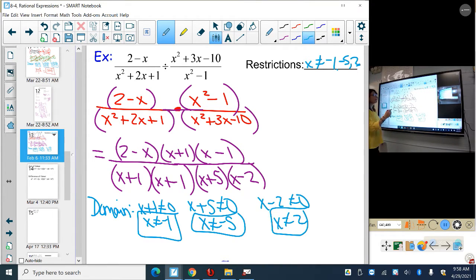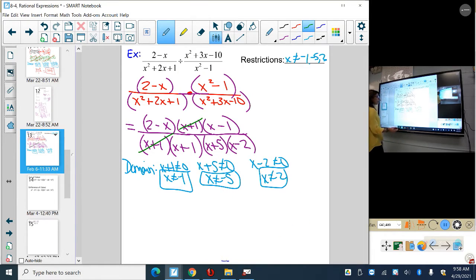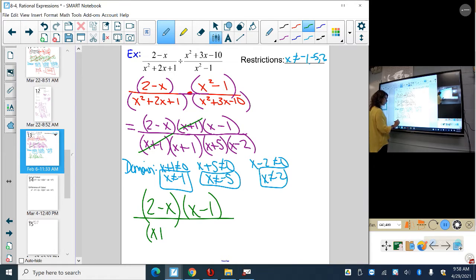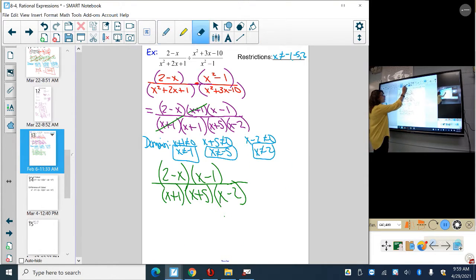Now, we are going to go from left to right and start canceling things out. Do I have a 2 minus x anywhere? I do not. Do I have an x plus 1? I do. Do I have an x minus 1? I do not. So what I have going on up here is going to be 2 minus x times x minus 1 all over x plus 1 times x plus 5 all over x minus 2. We're not done. I canceled out all the things that were exactly the same.